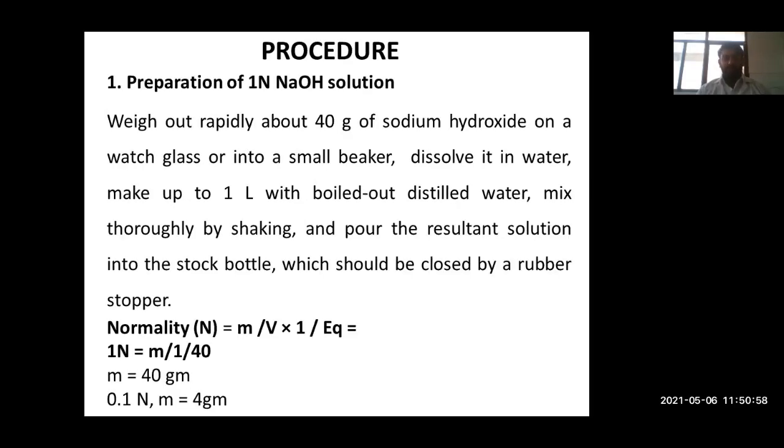So next is the procedure for our assay. First, we need to prepare one normal NaOH solution. We know the molecular weight of sodium hydroxide is 40 grams. So prepare a one normal solution by using this formula: M by V into 1 by equivalent weight. Equivalent weight is nothing but the molecular weight divided by the acidity or basicity. Acidity or basicity is the number of hydrogens or OH groups that can be donated by the respective acid or base. NaOH has only one OH group that can be donated, so the equivalent weight is also 40 grams.